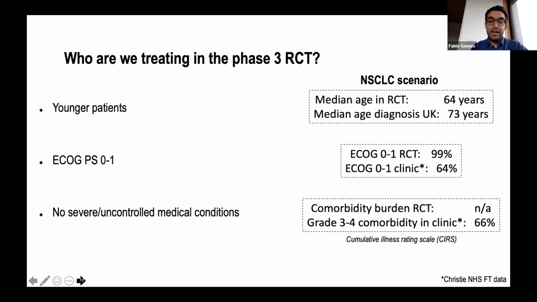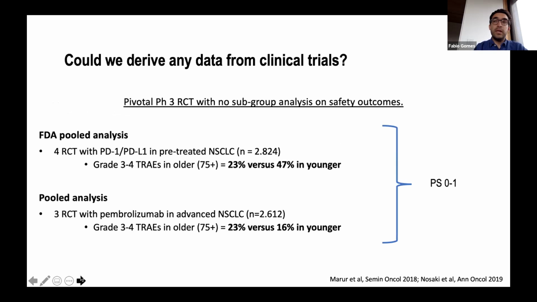I doubt we have all those fit patients coming through the doors in our daily practice. So it is different. And when we look at the data from these phase 3 trials, they may provide some data in terms of survival by age in the subgroup analysis, but they don't do the same really for safety. So I don't know if older patients were having more side effects or not.